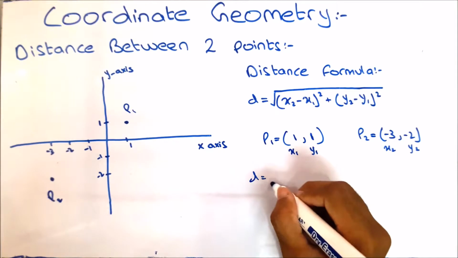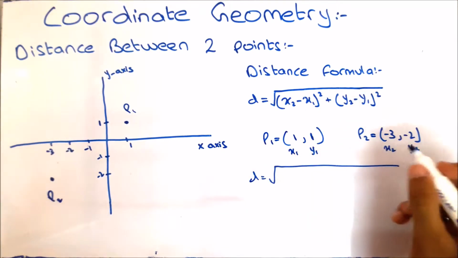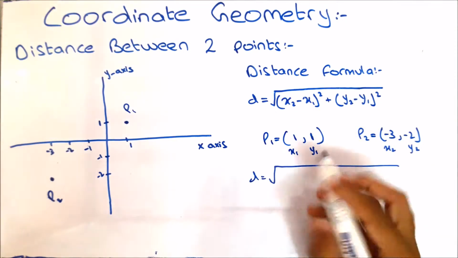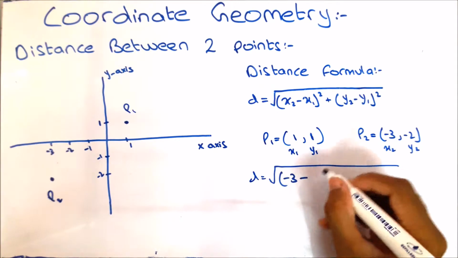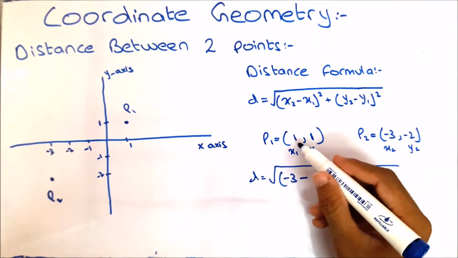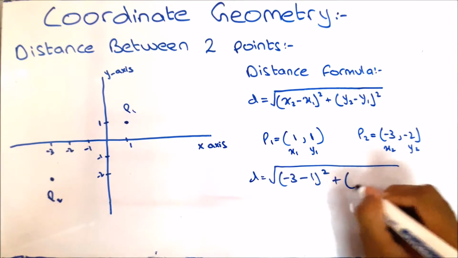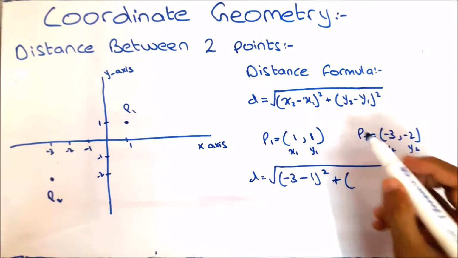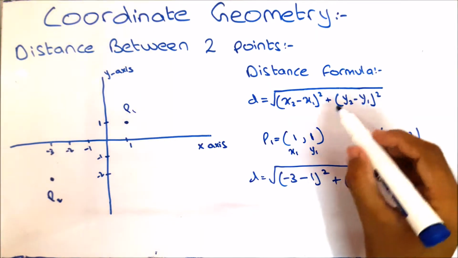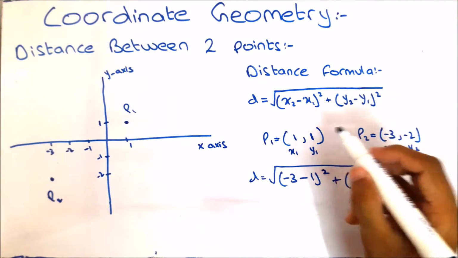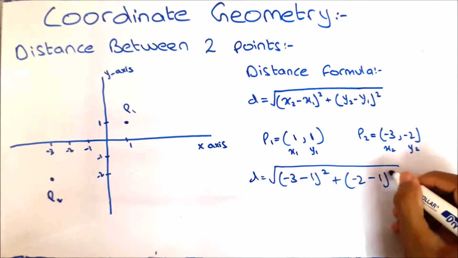D is equal to under root x2. What do we have for x2? Here we have -3, minus, and what do we have here? X1 is 1, and we square it, and we add it with y2. What's y2? We have -2 and minus the formula, and we write 1 over here and square it.